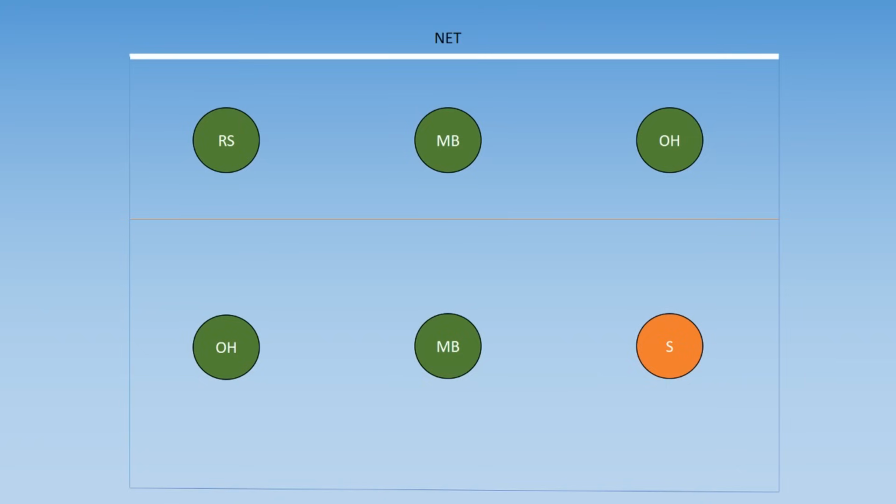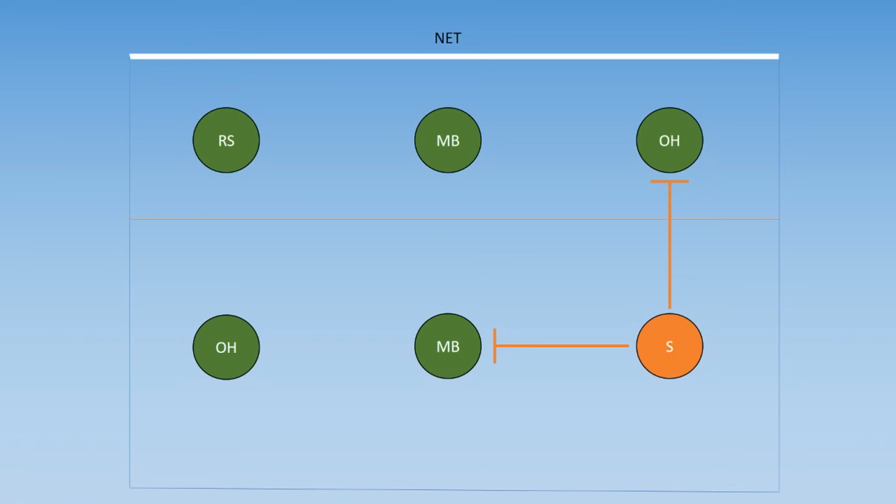RS is the right-sided hitter, MB stands for middle blocker, and there's two of them. And OH stands for outside hitter, again there's two of them. And S stands for our setter. Now one really useful thing to keep in mind is that your outside hitters will always be opposite of each other on the court at all times. The middle blockers will always be opposite of each other at all times. And the setter and the right side will also always be opposite of each other.